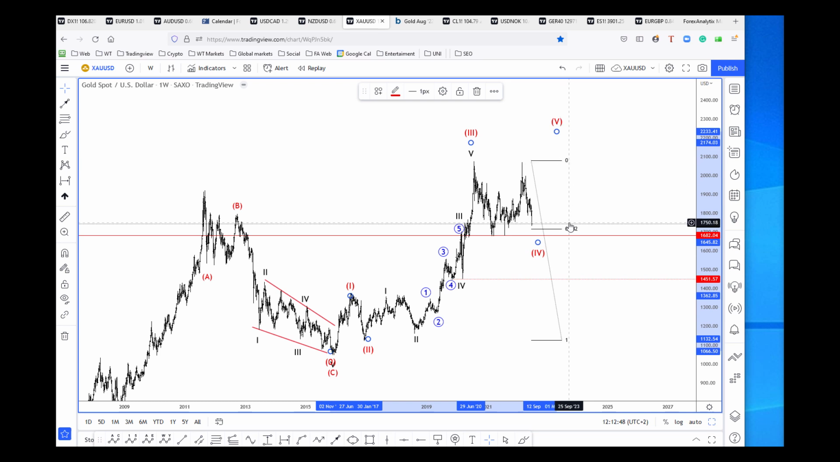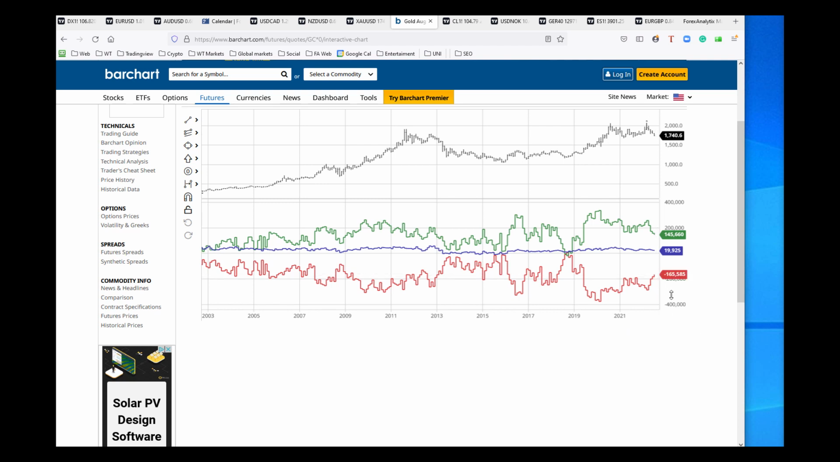metals again could find a support, but maybe the first thing that we have to see is that the US dollar hits resistance. So for now that's still not the case. And also what I have been looking for is COT data. Well, COT data is here.